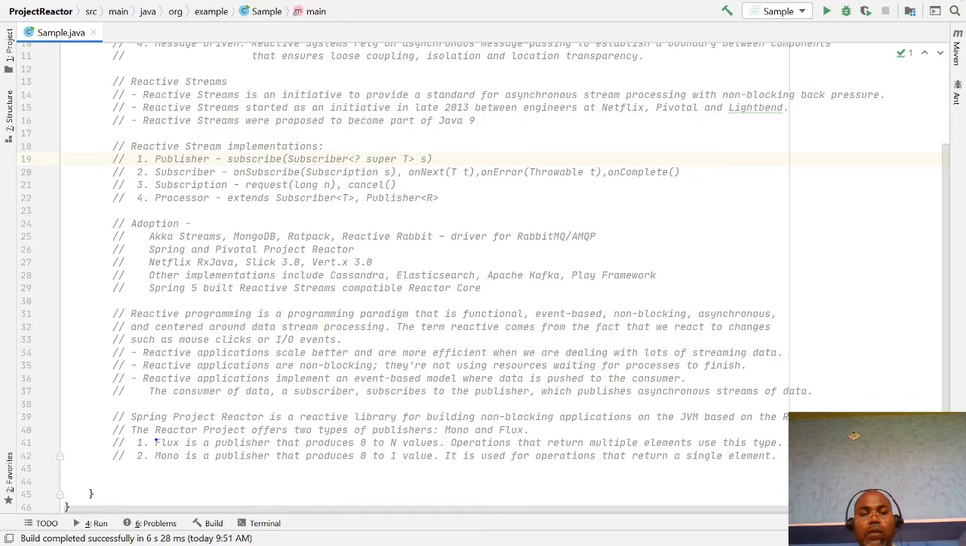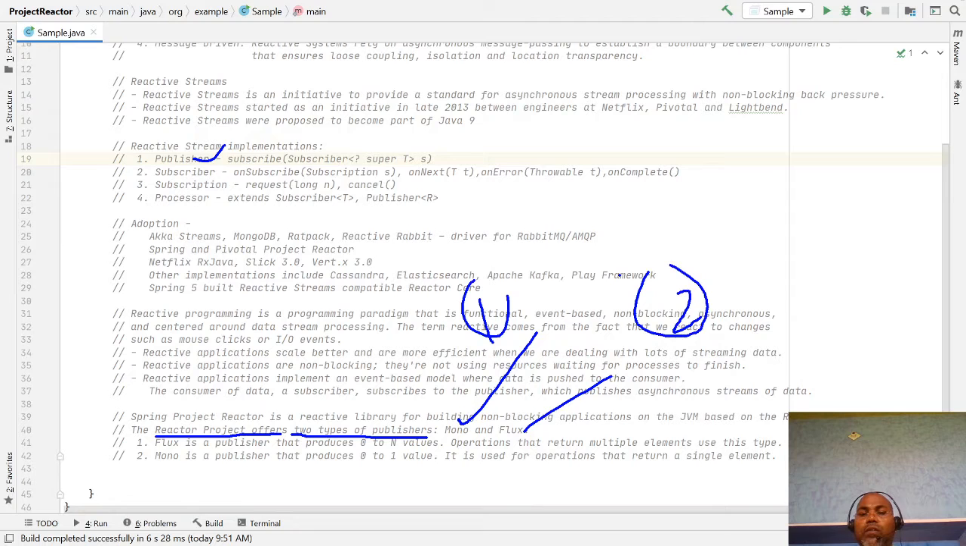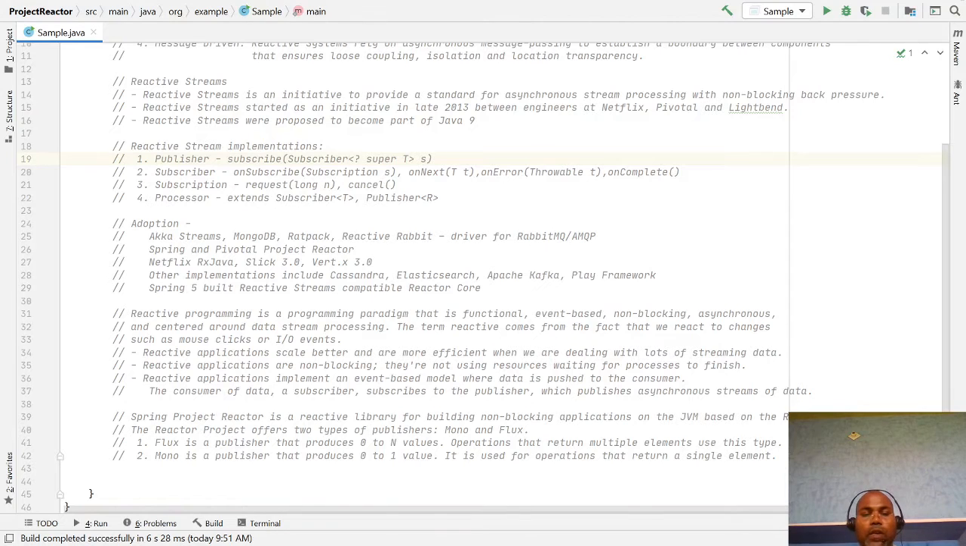So Project Reactor offers two types of publisher. The Publisher interface has two implementations: one publisher known as Mono, and the second known as Flux. In Spring's reactive streams specification, they provide two kinds of publisher: Mono and Flux. What is Mono, and what is Flux?